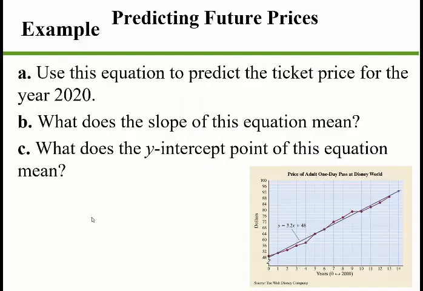All right, so here's the thing. Use this equation to predict the ticket price for the year 2020. Second thing that we want to talk about is what does the slope of this equation mean? And what does the y-intercept point of this equation mean?